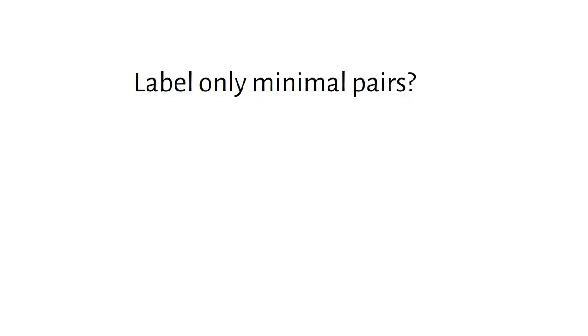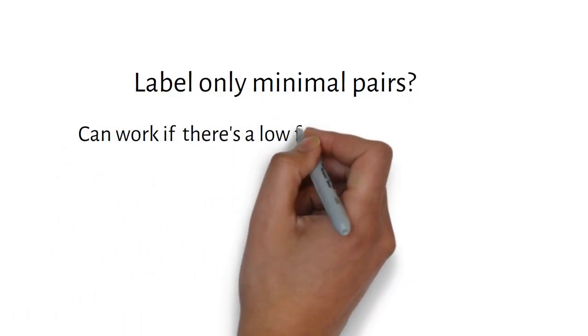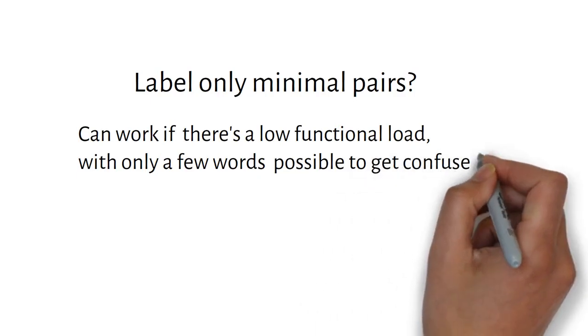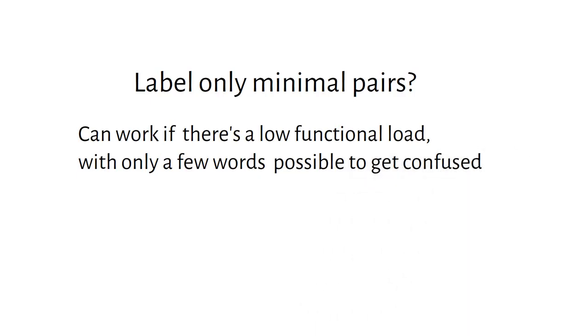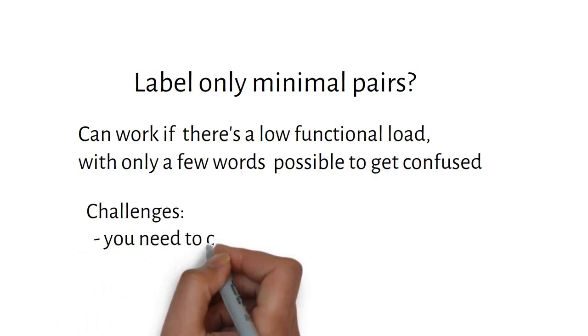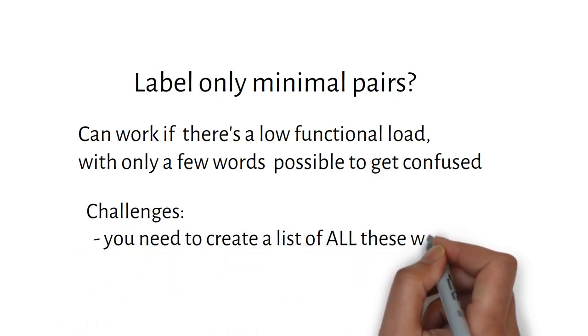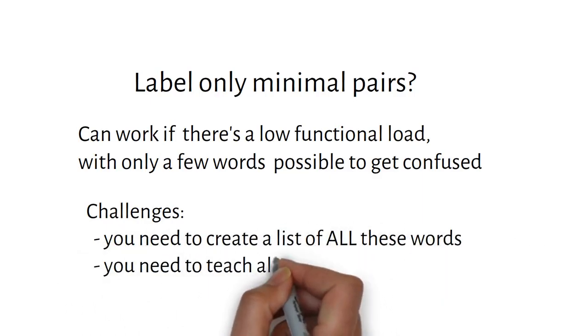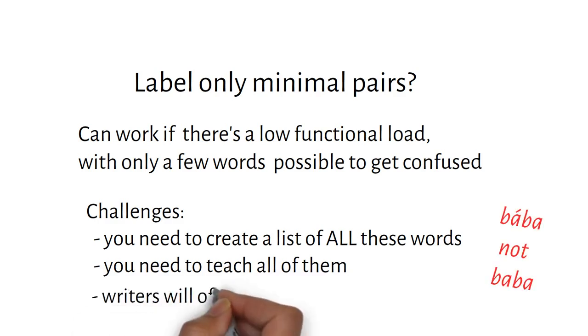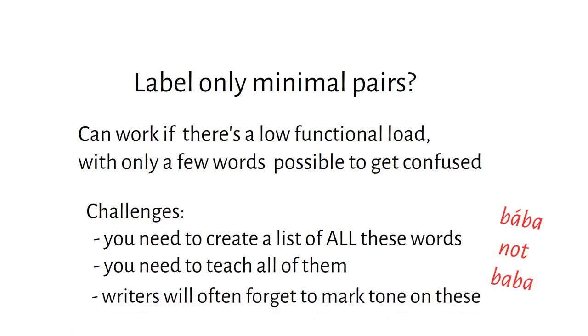Some people decide to label only minimal pairs of tone. This may work in languages with a low functional load of tone. Only a few words are possible to get confused, even in a text. One challenge of this is that you need to create a list of all these words and teach all of them. And writers will often forget to mark the tone on these few words.